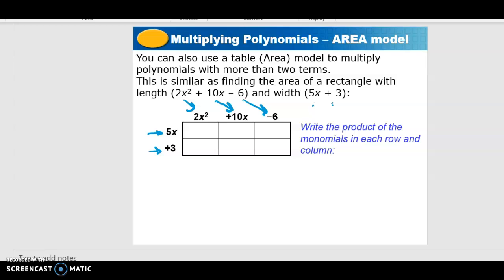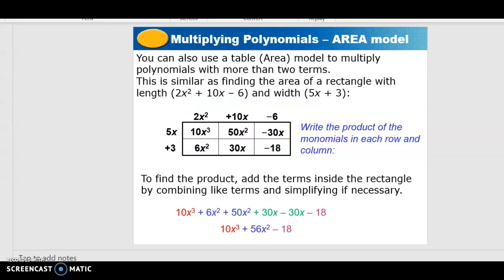Now the move here, I want you to think about this, is whatever you want in a box is going to be a term from the top multiplied times a term from the side. Let's say I wanted this box right here. This is going to be -6 times +3, or -18. So the move is something from the top times something from the side, and you multiply. Let's see what that looks like when we actually plug these in.